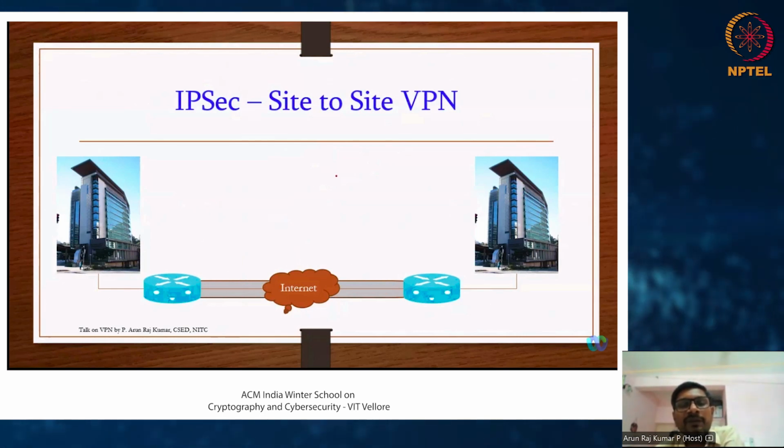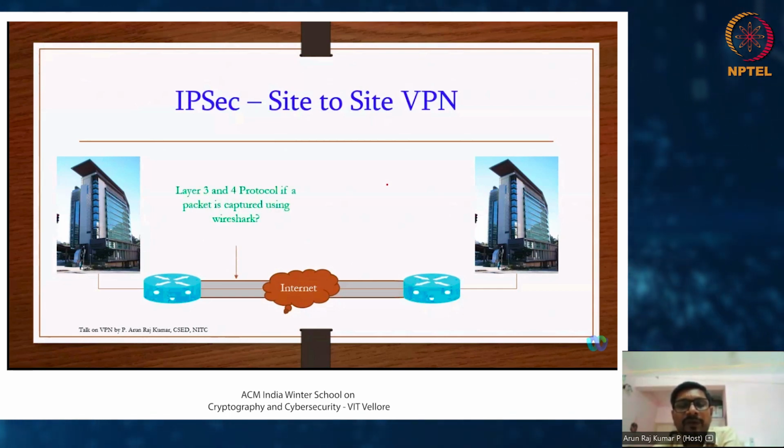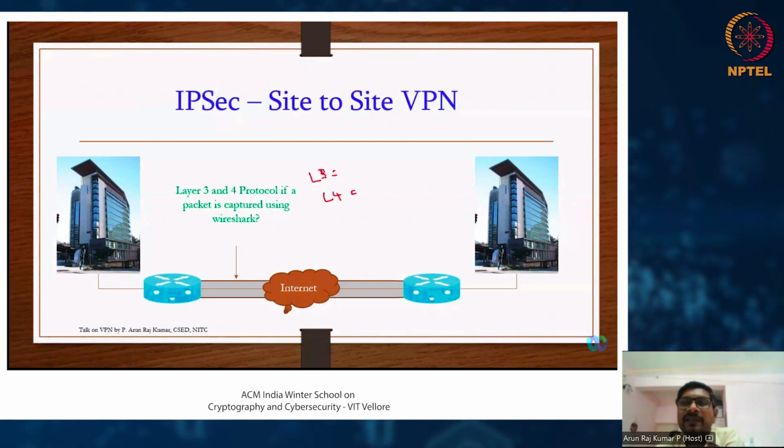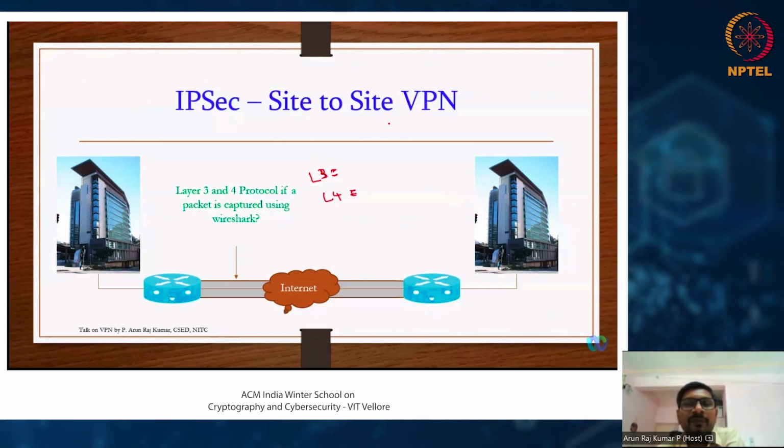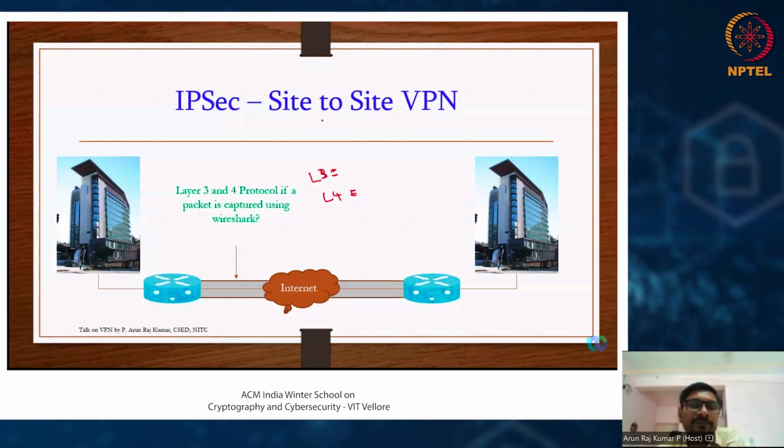Now you could see, we're using the site-to-site VPN, which means I created a tunnel between the two endpoints. So what will be the layer 3 and layer 4 protocol if I capture using Wireshark? What will be the protocol now? Layer 3 and layer 4. Already the answer was there in some of the previous slides. Anyone can guess what the layer 3 protocol will be, what the layer 4 will be, if I'm using a site-to-site VPN, the IPsec protocol.